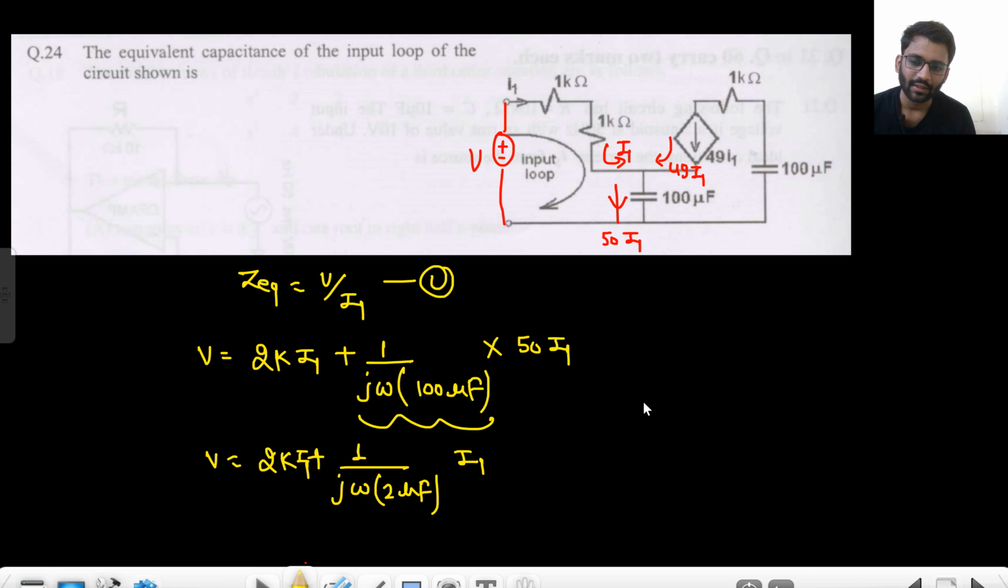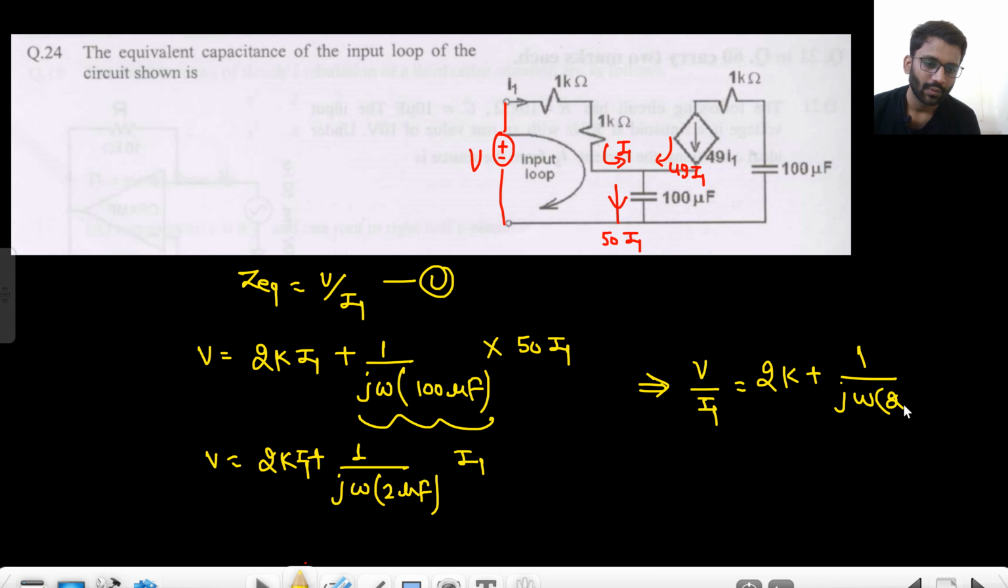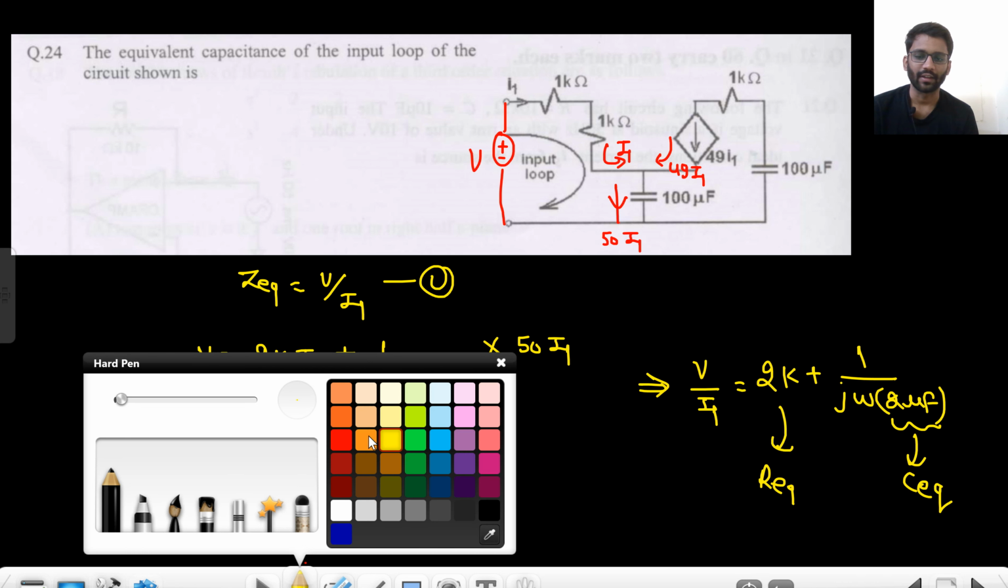Here also I have I1. So from here you can see V by I1 is equal to 2 kilo ohm plus 1 by j omega 2 microfarad, right? So this is your R equivalent and this value is your C equivalent, right? So what is the equivalent capacitance? That is 2 microfarad.